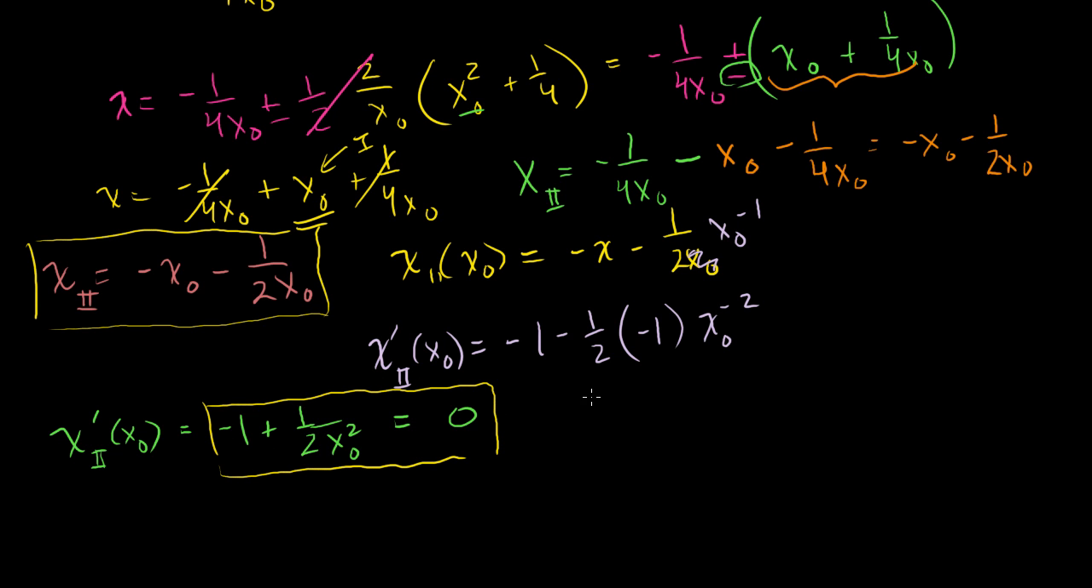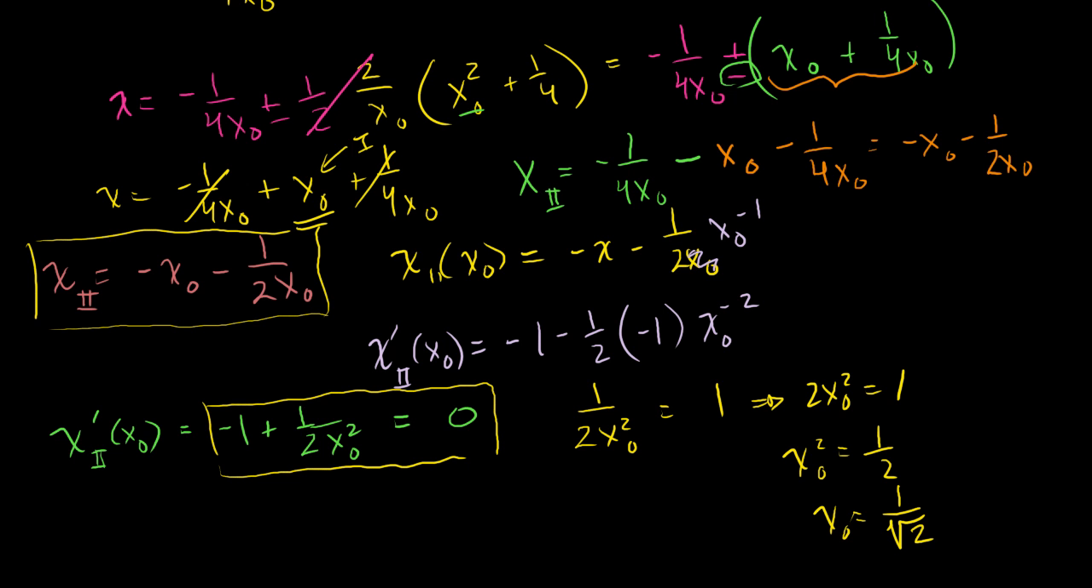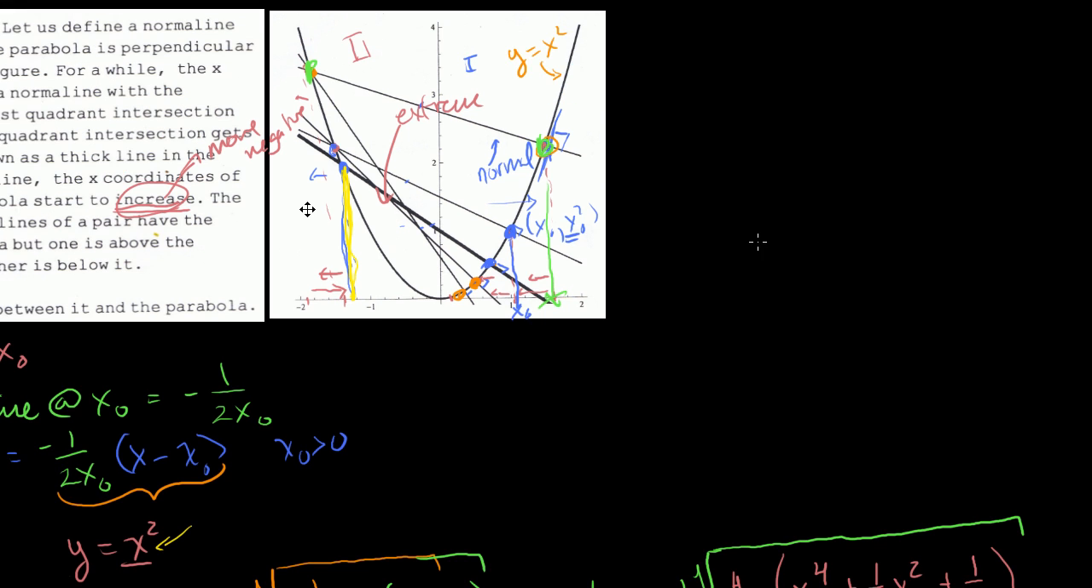Well, we add 1 to both sides. We get 1 over 2 x naught squared is equal to 1. Or you could just say that 2x naught squared must be equal to 1 if we just invert both sides of this equation. Or we could say that x naught squared is equal to 1/2. Or if we take the square roots of both sides of that equation, we get x naught is equal to 1 over the square root of 2. So we're really, really, really close now. We've just figured out the x naught value that gives us our extreme normal line.